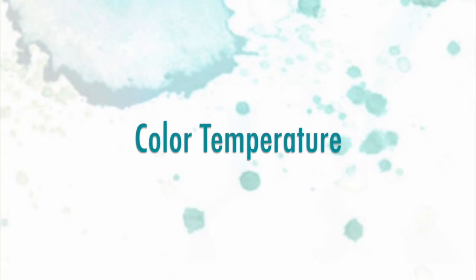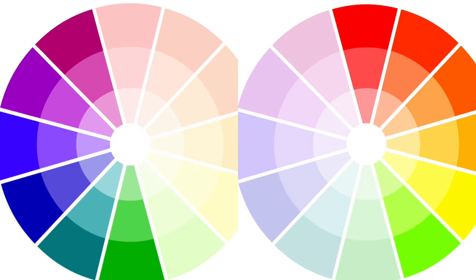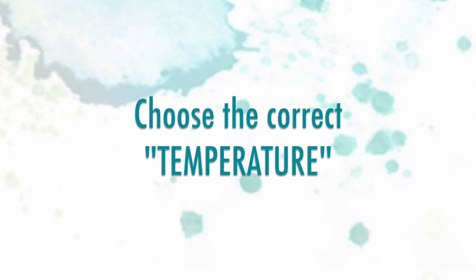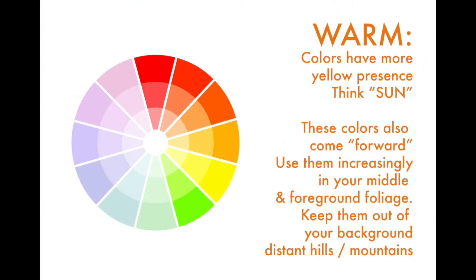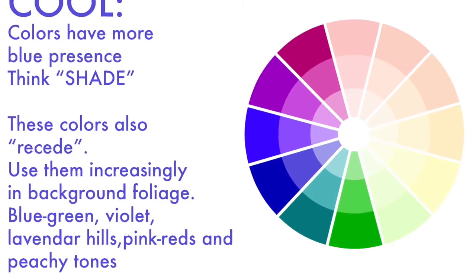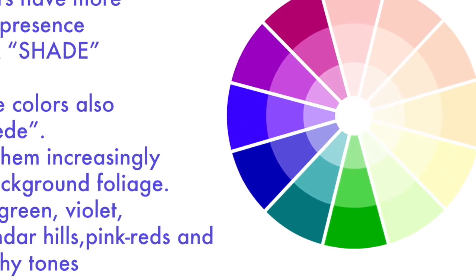Let's look at temperature. Temperature can be best defined as warm and cool colors. It's easy to remember which colors are warm and which colors are cool if we think of it in this way. Warm colors, or those with yellow or golden tones, equals the sun, and the sun is warm. Cooler tones with more bluer influences equals shade, it's cooler.